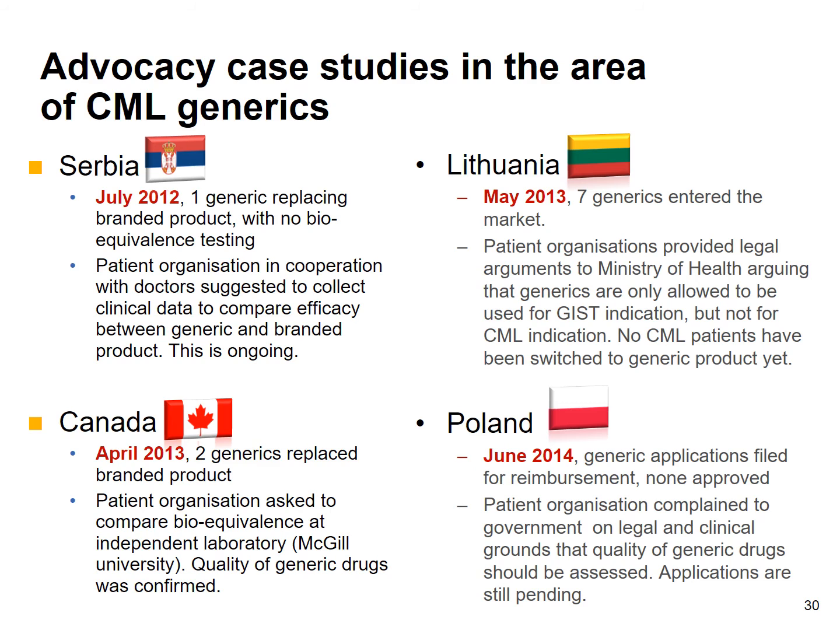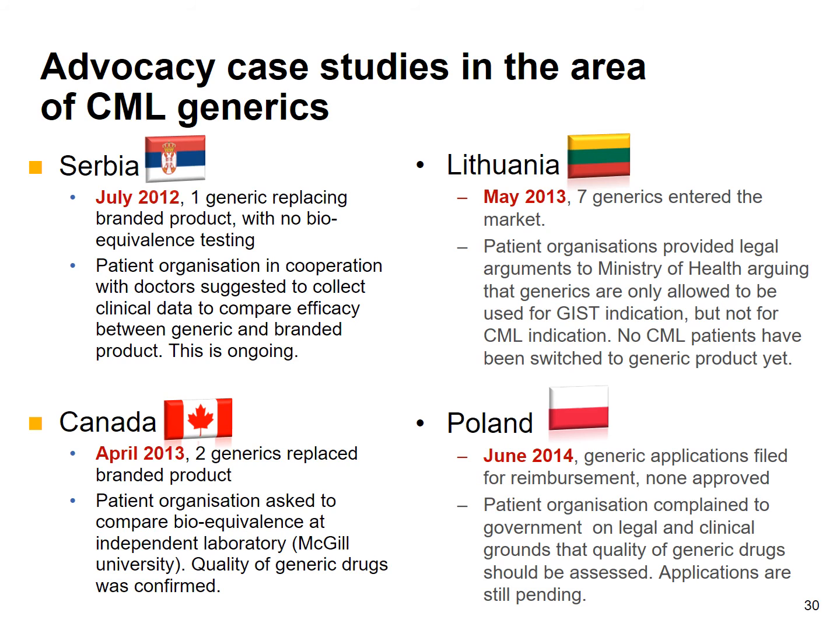This is still ongoing. In Lithuania in May 2013, 7 generics of imatinib entered the market. In this case, the patient organizations provided legal arguments to the Ministry of Health, arguing that generics are only allowed to be used for GIST by the label, but not for the CML indication. No CML patients in Lithuania have been switched to generic products yet.